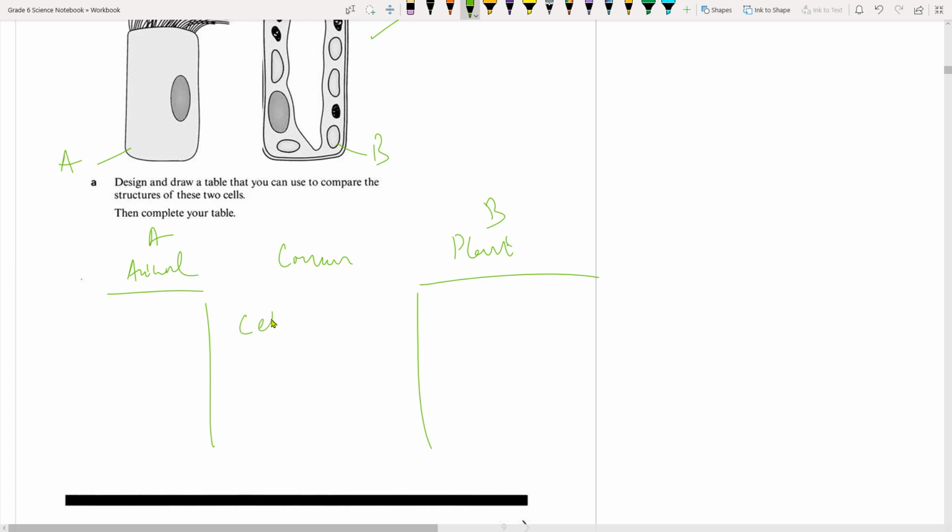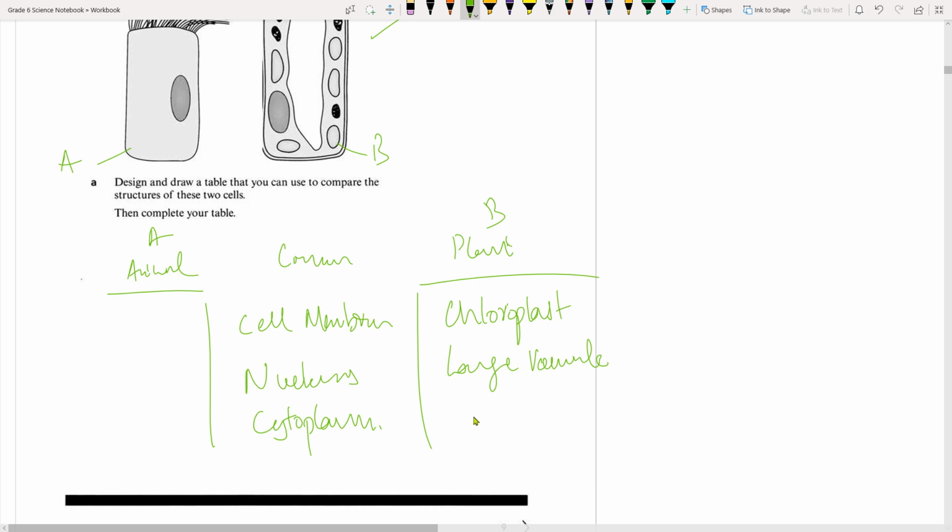For example, the common ones are the cell membrane, which is available in both, the nucleus, and the cytoplasm. Those are the commonalities. The differences are their own individual ones: this one has chloroplast and a large vacuole, and then we see mitochondrion.